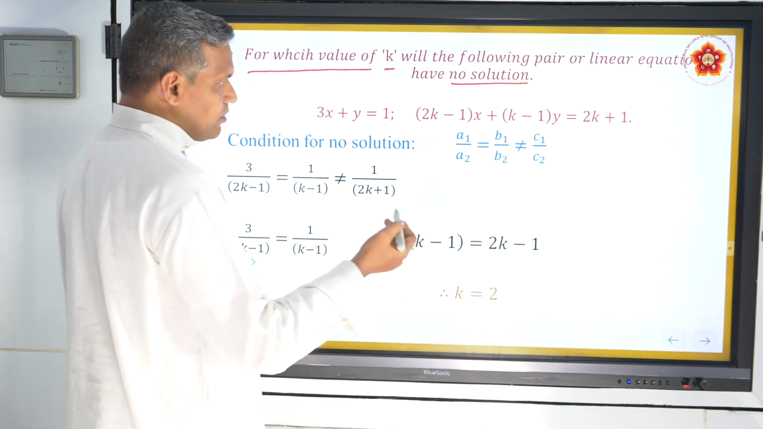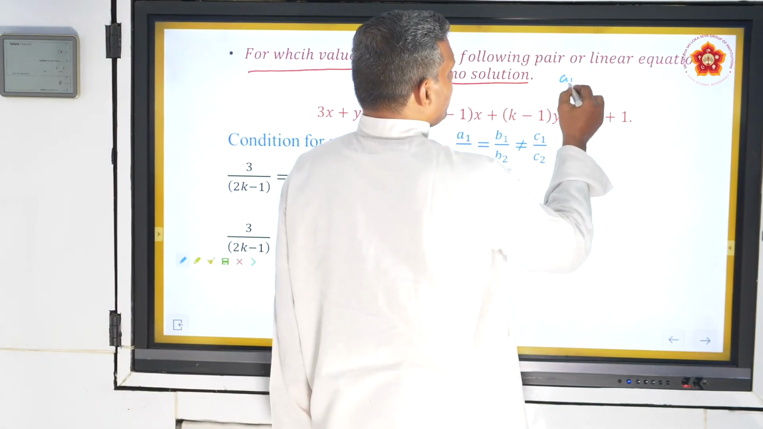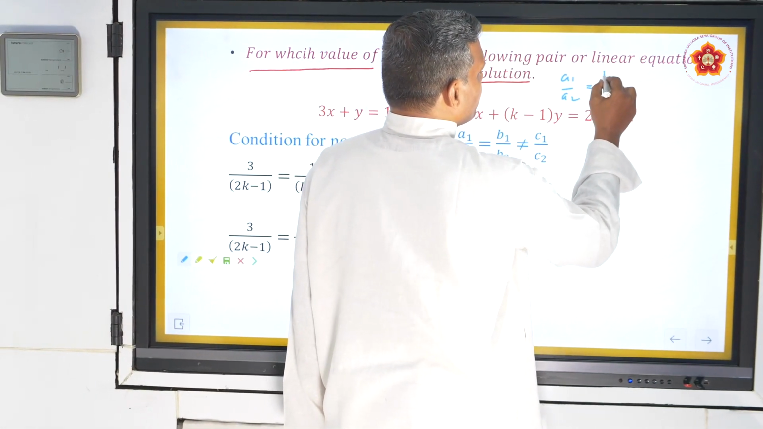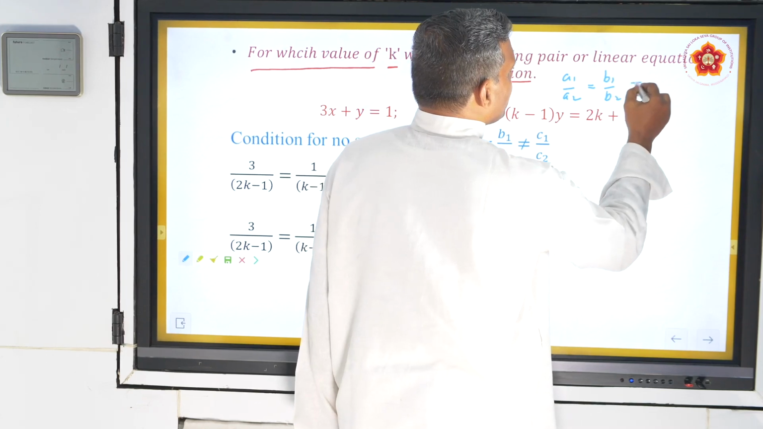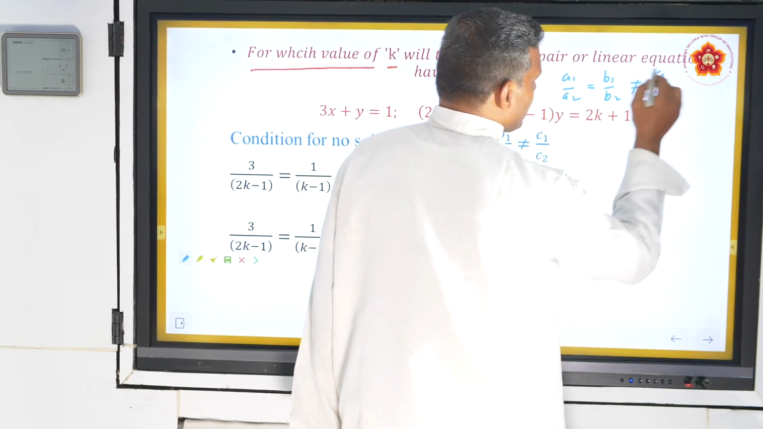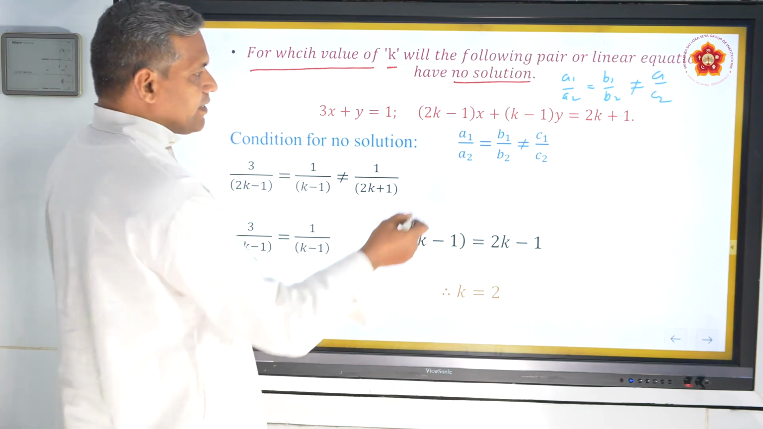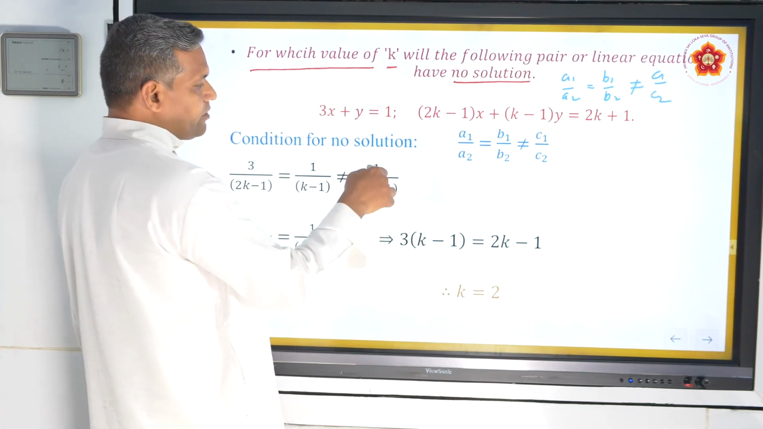The moment you are getting no solution, then it should be a1 by a2 is equals to b1 by b2 is not equals to c1 by c2. This condition you should remember. So, taking that condition, you just have to substitute the values.